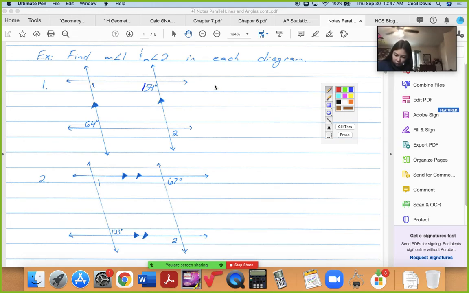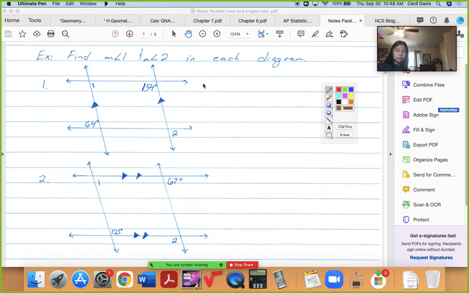Wait, I can only listen to one at a time. Yes. It's in a relationship with the 64 degree angle, not the 154. Why? Because 64 is on a parallel line, which is the transversal, and the other one's not parallel. So you would have to use. Okay, I think Marion wants to have time for rebuttal.